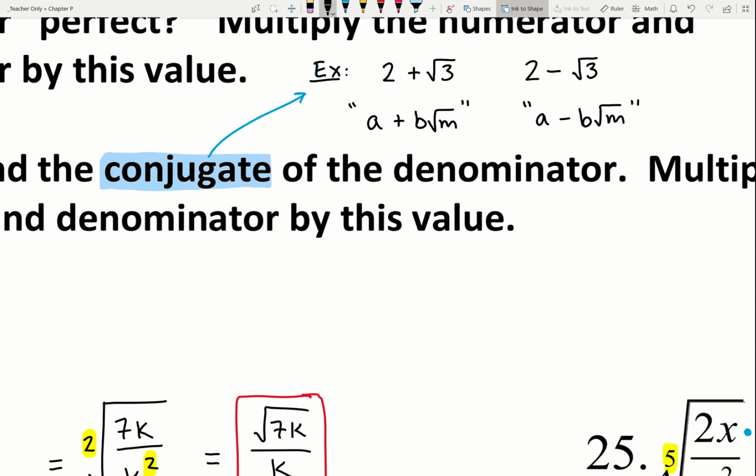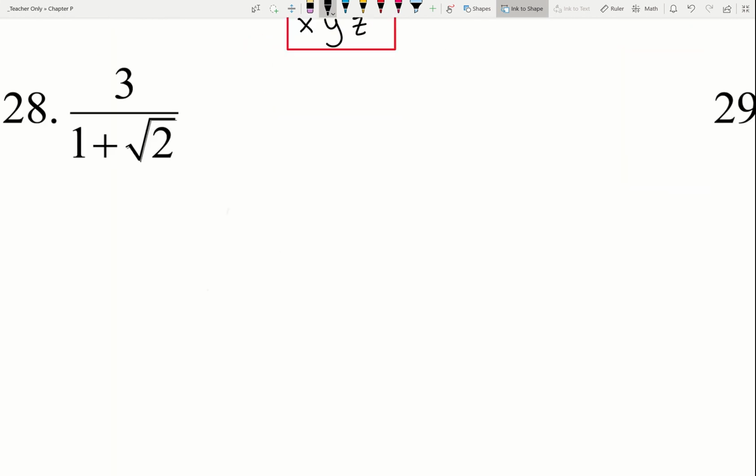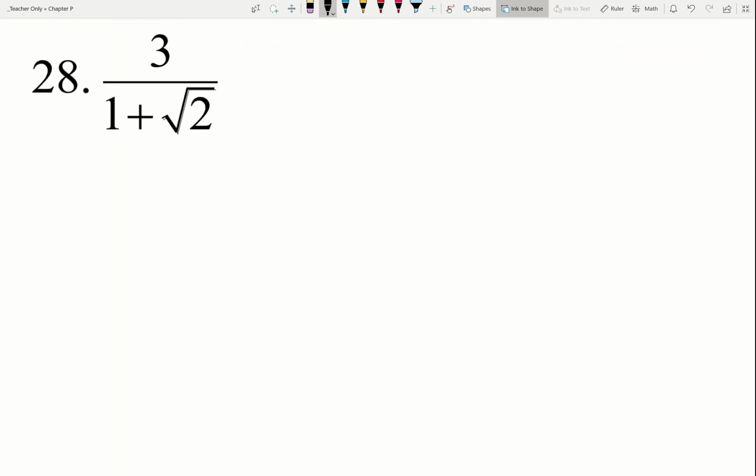And there's a reason why we would want to introduce the conjugate, and we'll explain that as we go through an example. So let's take a look at the next one here. That's going to be number 28 here. And look at the bottom, right? It looks like that is a 2-term denominator.